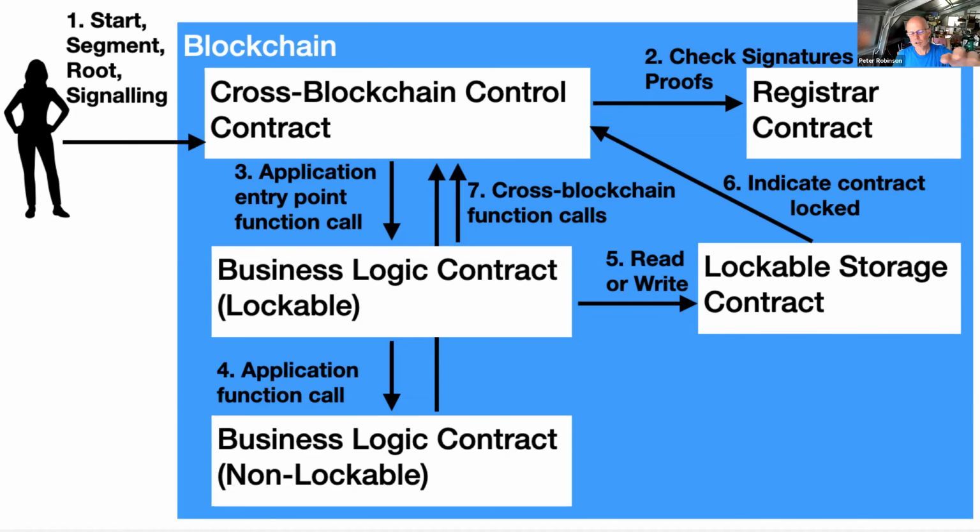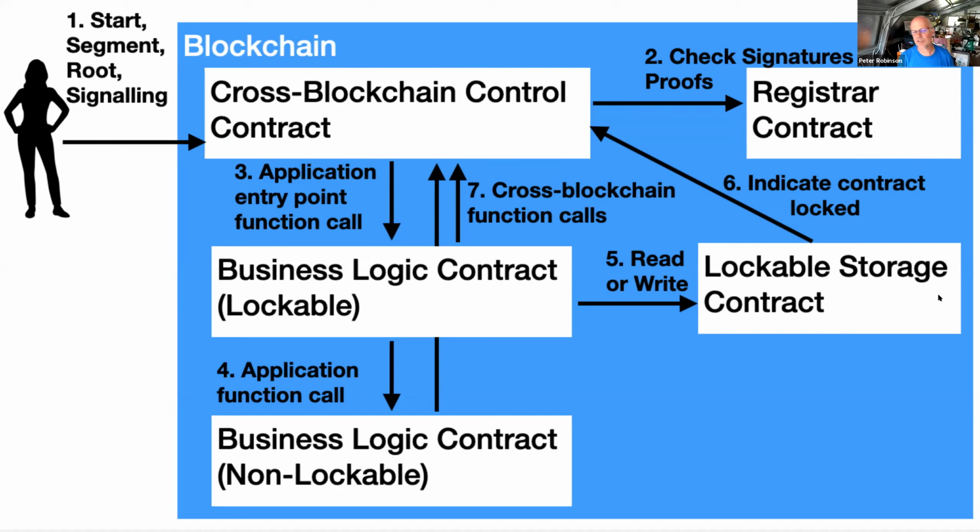You could also be calling code which doesn't update any state as part of cross-chain calls. And in that case, it wouldn't have to have a lockable storage contract associated with it. And of course, you could be doing cross-chain calls as part of it all. And if I was following my numbers, I would have done 2 as the second thing.